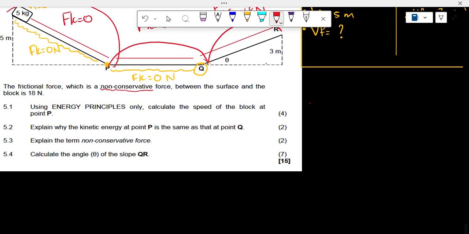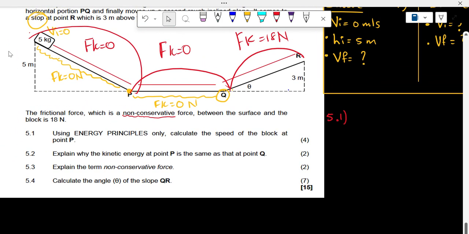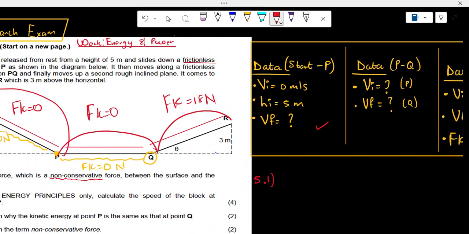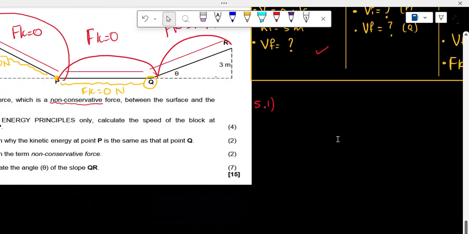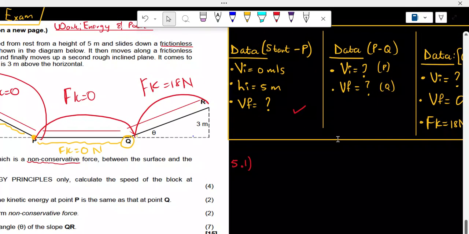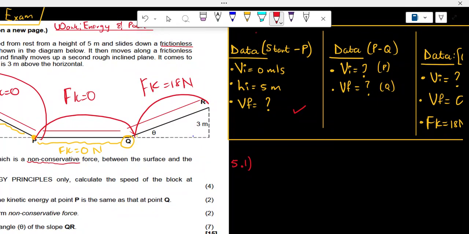They say 5.1, using energy principles only, guys. Don't use anything else besides what they're asking you to use. Calculate the speed of the block at point P. Obviously, you're going to look at the motion from the start to point P. So this is the data that you're going to look at. I hope you guys are seeing how helpful this is. From the information that I have, what can I do? Please realize that at point P, the final height is equal to 0, because that's at the flat part of this whole diagram. So the final height is 0.